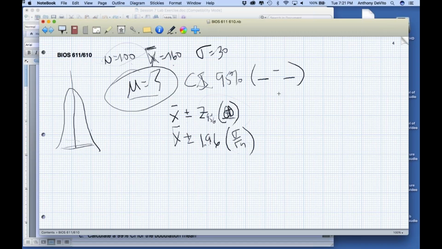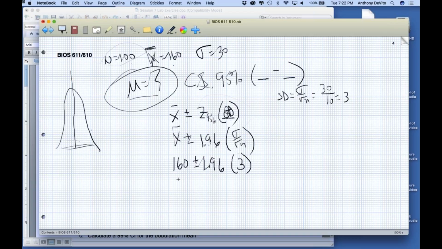So what is our standard deviation? Our standard deviation for our sample of that size is going to be equal to sigma over the square root of n. That's going to be equal to 30 over the square root of 100, which is 10. So standard deviation is equal to 3. So it's going to be x bar, which is 160, the population mean, plus or minus 1.96 times 3, our standard deviation for our sample means.